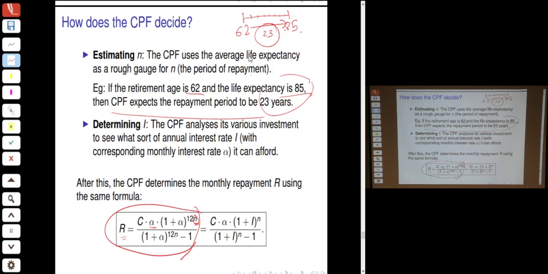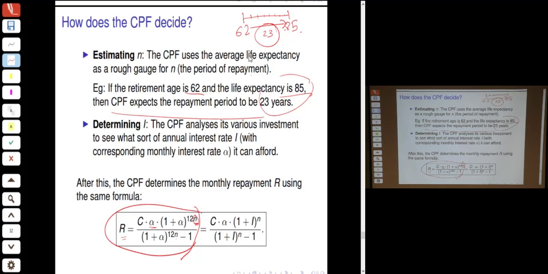Similarly, for the CPF, you give the CPF board a fixed amount of money, a lump sum, usually at the time of your retirement, and then the CPF board gives you back this money in monthly installments, which is your monthly pension for the rest of your life.